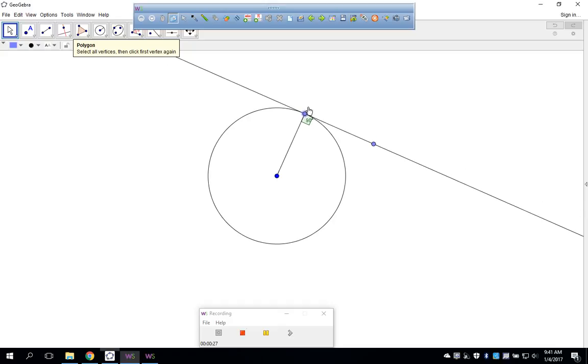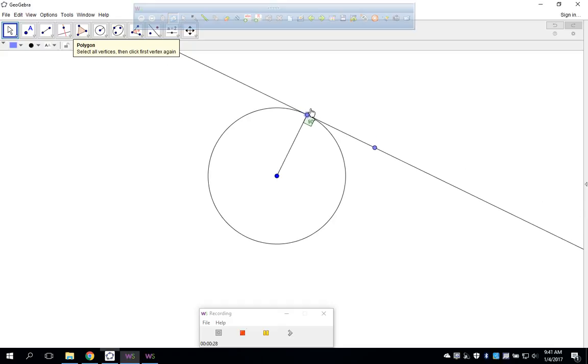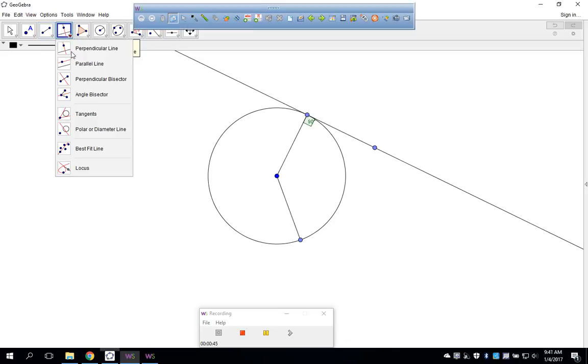But what I can do is draw in another radius. Okay? So I'm going to draw in another radius, any radius I want, right here. All right? And then I'm going to draw in another tangent by constructing a perpendicular. I would have you guys do this, but like I said, we have a limited amount of time.